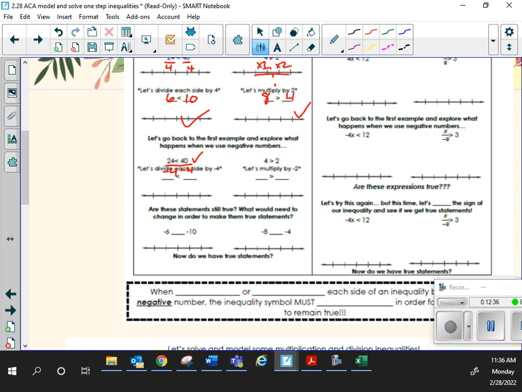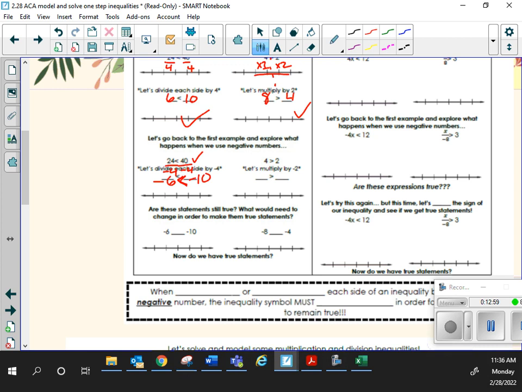Okay, 24 divided by -4. Signs are different, so it's going to be a -6. Okay, 40 divided by -4, signs are different. -10 wins it. Okay, and then they brought down that less than sign. Again, I'm sorry that it's really tight in there. So let's look at that. -6 is less than -10.